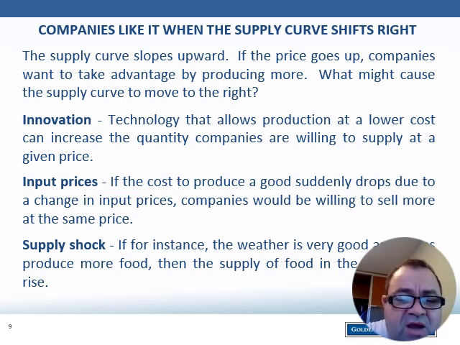A supply shock, as an example: if the weather is good, there will be more supply. The produce is going to be more, and the supply curve for any product, or produce I should say, will shift towards the right.